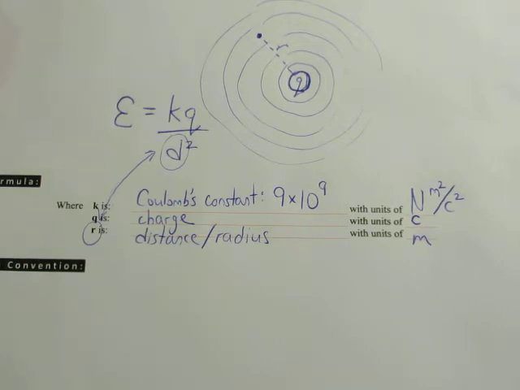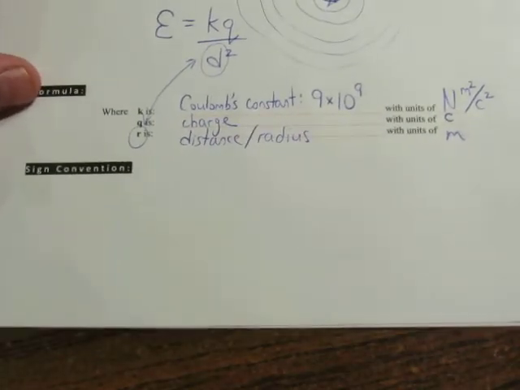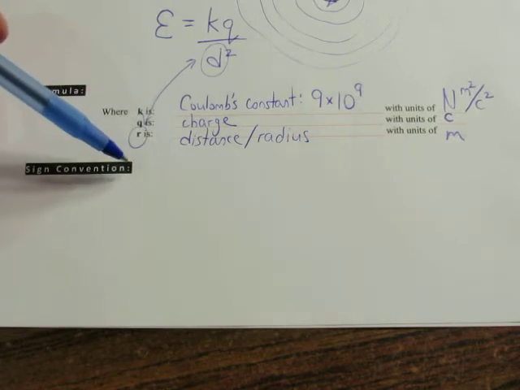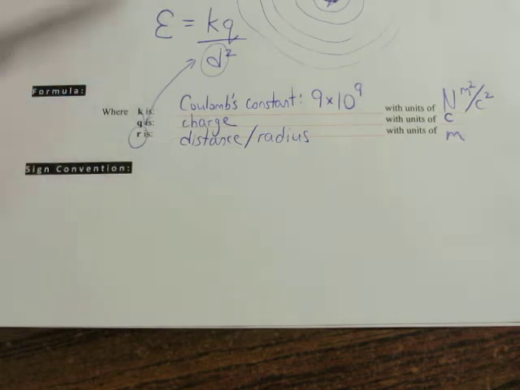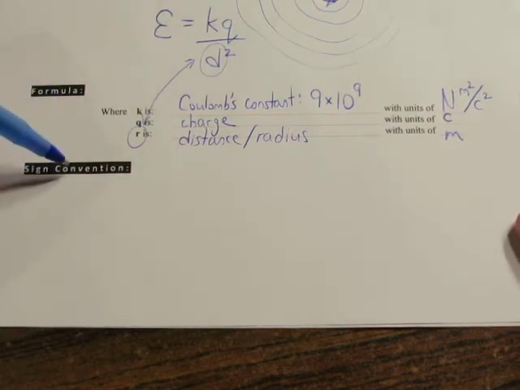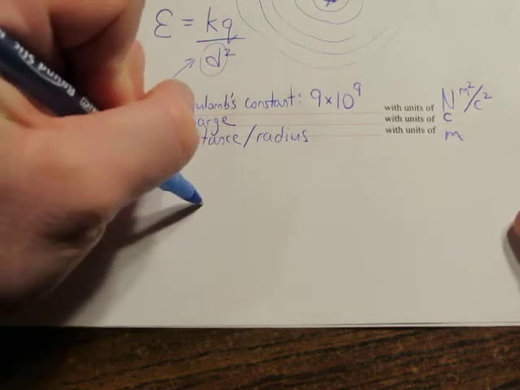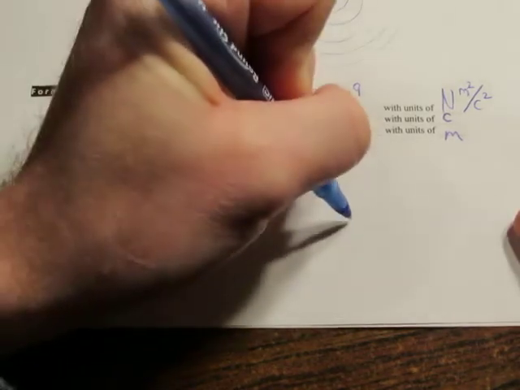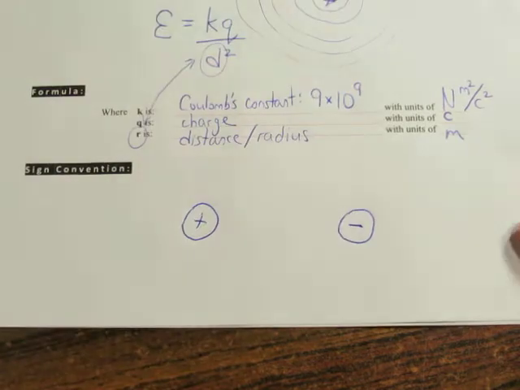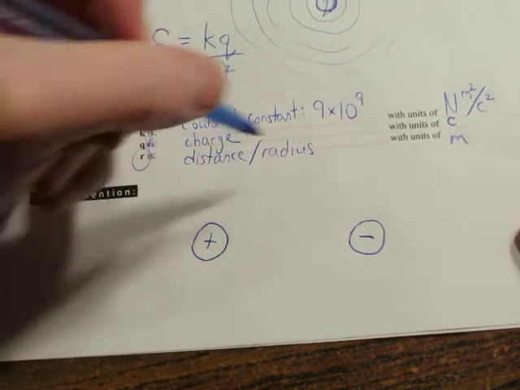Now the only thing you're going to need is a sign convention, because one of the differences with gravitational field versus electric field is that with gravitational fields, you never have to consider positive and negative charges. Masses in space warp space, they all kind of warp it the same way, just different values. We have a little bit of a problem with charges because they could be plus or they could be negative. So the sign convention is very simple.